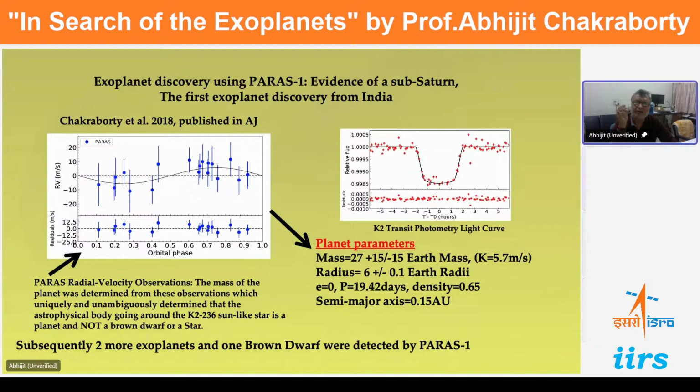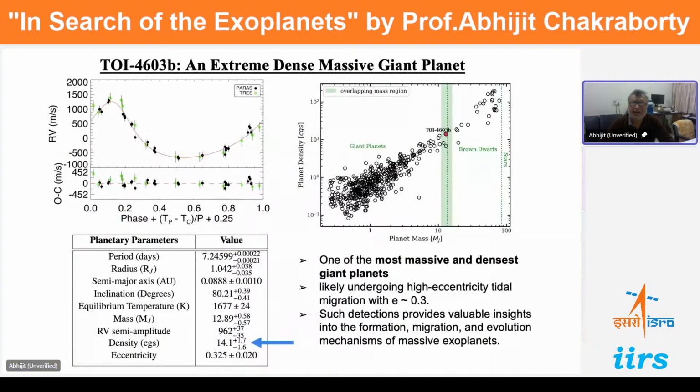in 2018, we had the first exoplanet discovery from India. The source is called K2-236b, and this is a 27 Earth mass planet with a radius of 6 Earth radii, going around a late F-type star every 19.42 days. Okay, and then we subsequently had another very interesting discovery.